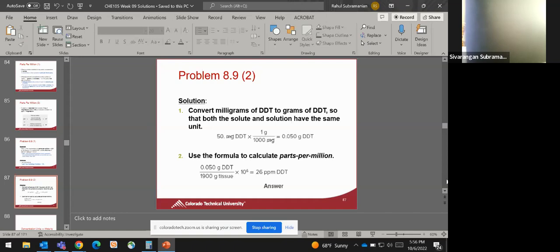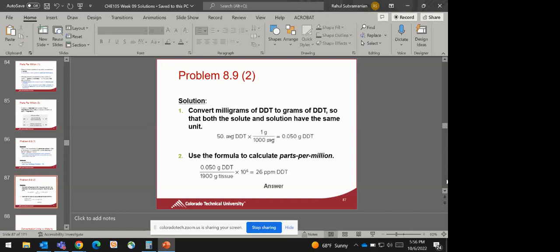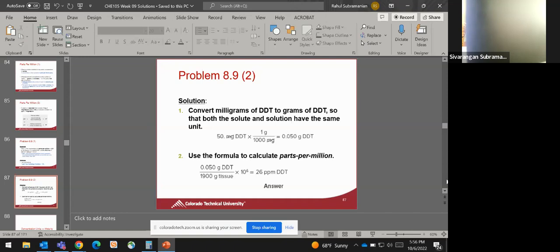Are you tracking that? Yep. Okay. Now let's change the denominator or the numerator and then see what happens.